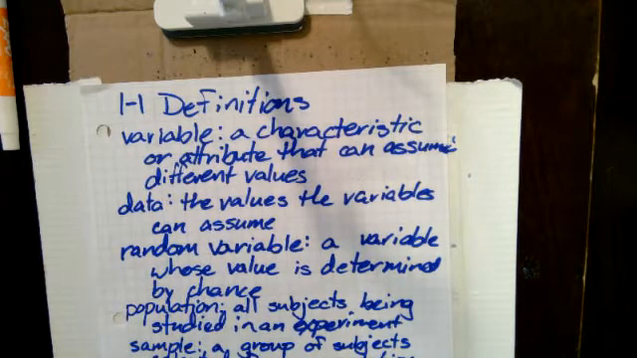A random variable is a variable whose value is determined by chance. So for example, if I take all of my pens and drop them into a bag and rummage around and pull out one at random, the variable color becomes a random variable.